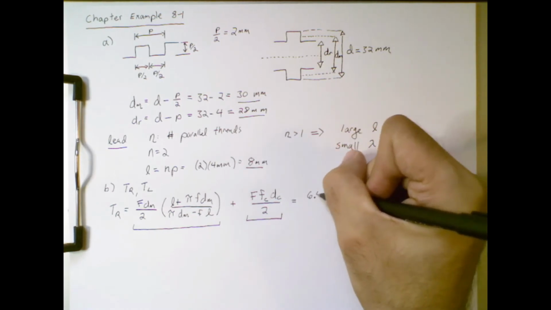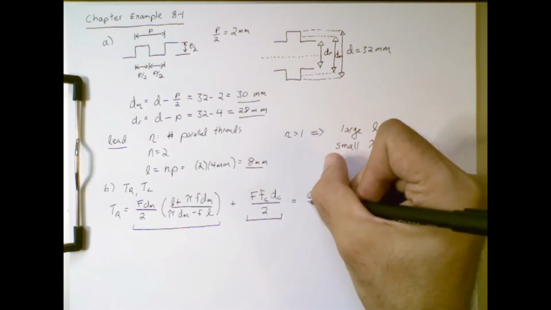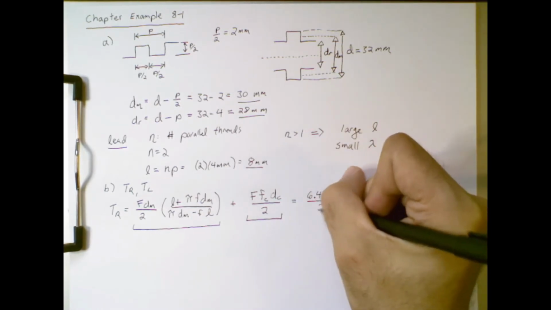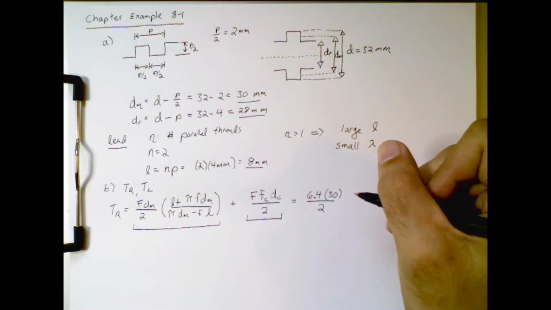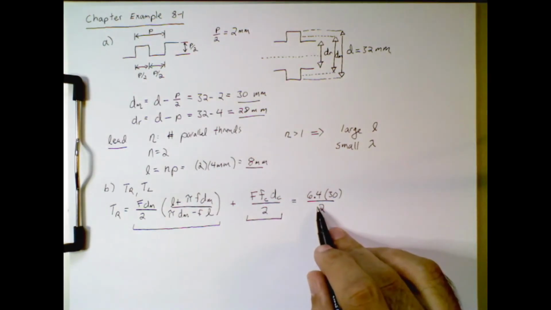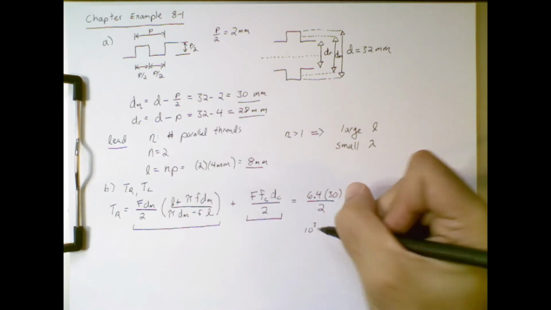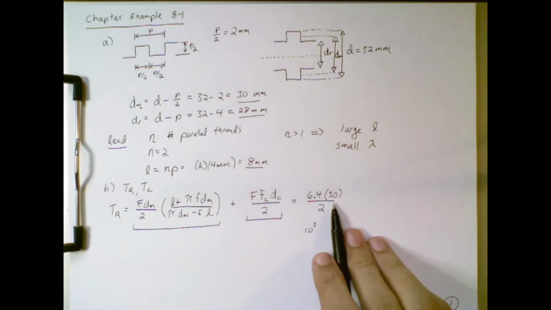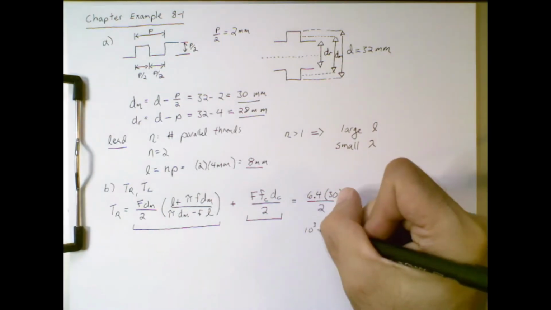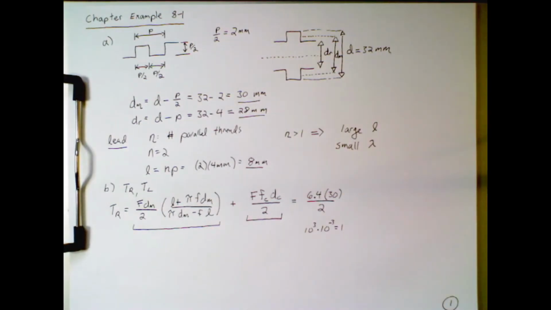So we have 6.4 kilonewtons times 30 millimeters over 2. And just having a quick look at the units to see how these work out. Well, if we have 6.4 kilonewtons, and we convert that to newtons, we need to multiply that by 10 to the third. And if we have 30 millimeters and we want to convert that to meters, we multiply by 10 to the minus third. Well, those cancel out. That equals 1. And so we're going to end up with units of Newton meters.